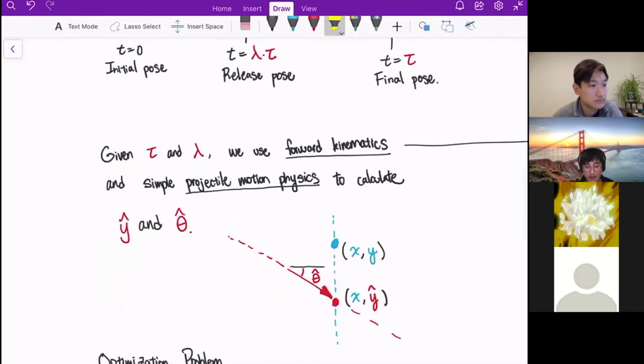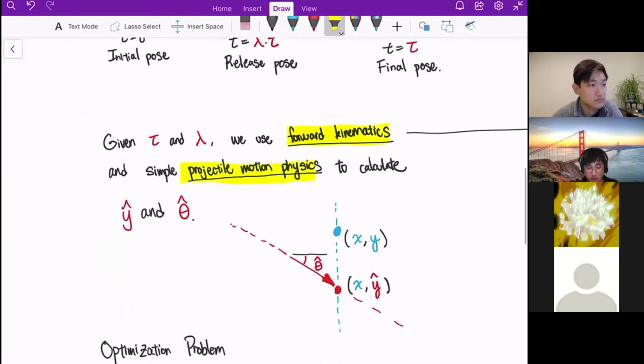So given tau and lambda, we can use forward kinematics and simple projectile motion physics to calculate two quantities, y hat and theta hat. What y hat and theta hat represent is where the ball is projected to land if we follow the throw plan specified by tau and lambda. So here again, XY is the target point. At the moment our ball reaches the x coordinate of the target, what is its projected y value? That's y hat, and its projected angle of approach is theta hat.